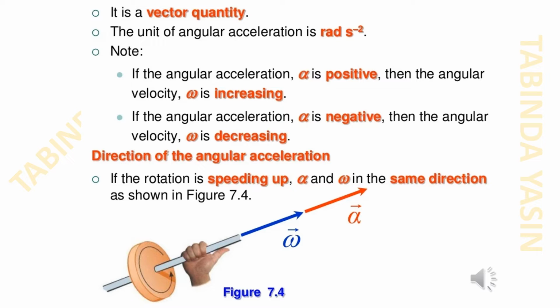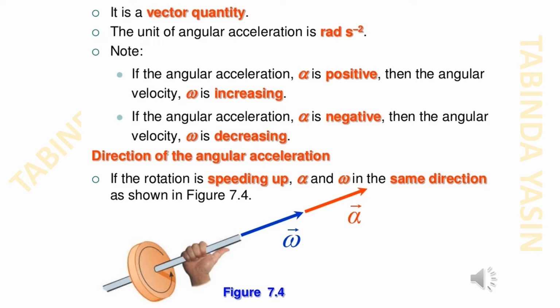it is a vector quantity, similar to the angular velocity. The unit of angular acceleration will be radian per second square. If the angular acceleration alpha is positive, then the angular velocity omega is increasing. If the angular acceleration alpha is negative, that means the angular velocity omega is decreasing.